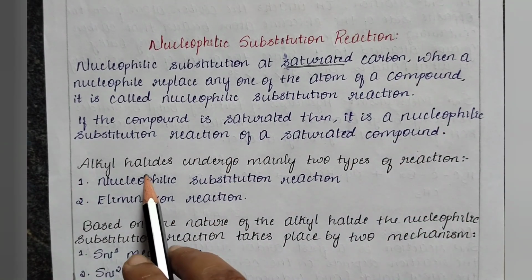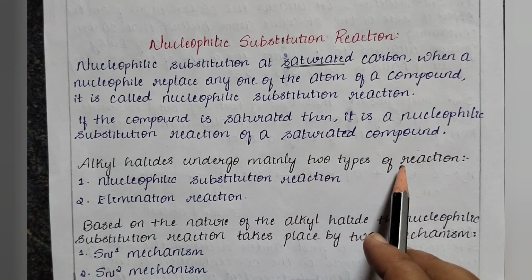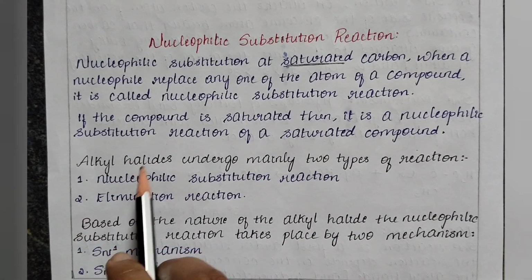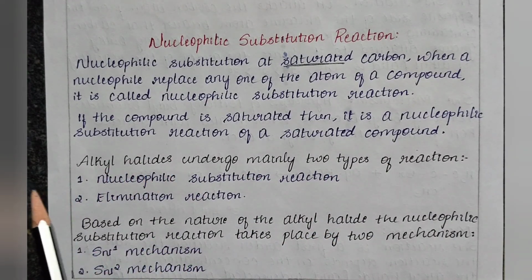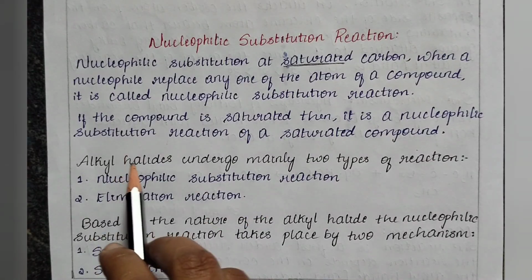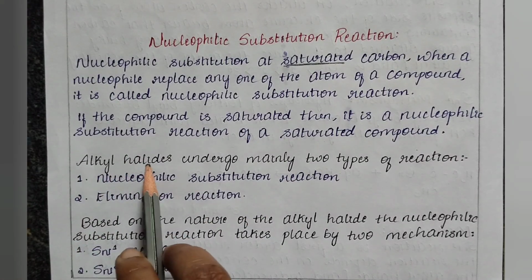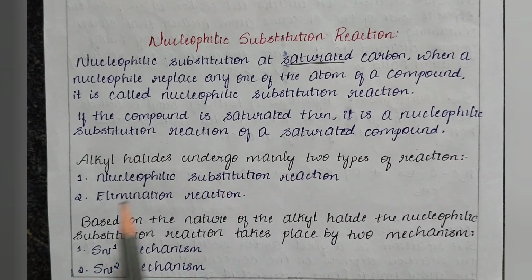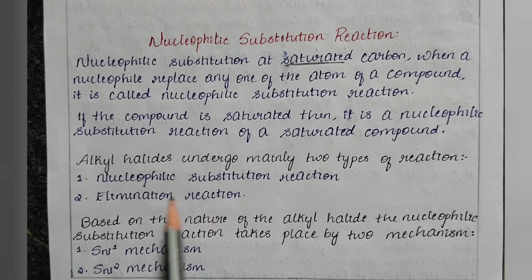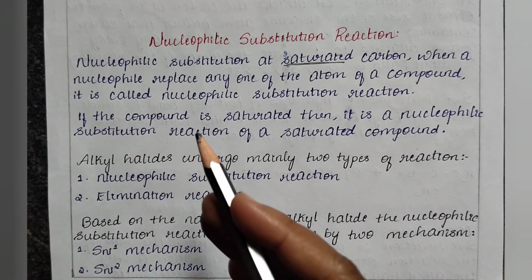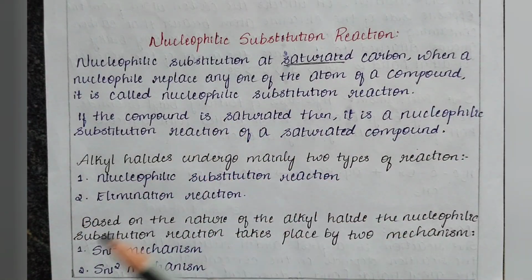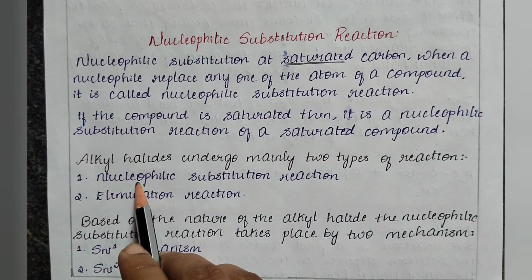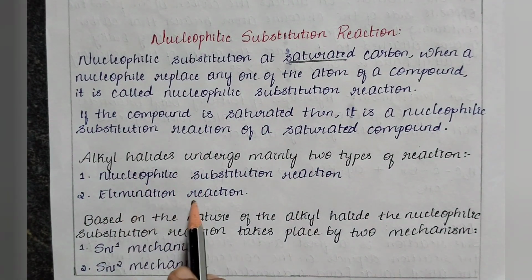Now, alkyl halides undergo mainly two types of reaction. Alkyl halides, as we know, are alkanes that have a halide group. They undergo mainly two types of reaction: nucleophilic substitution reaction and elimination reaction. Nucleophilic substitution means one of the atoms attached to the carbon is replaced by the nucleophile. Then comes the elimination reaction.